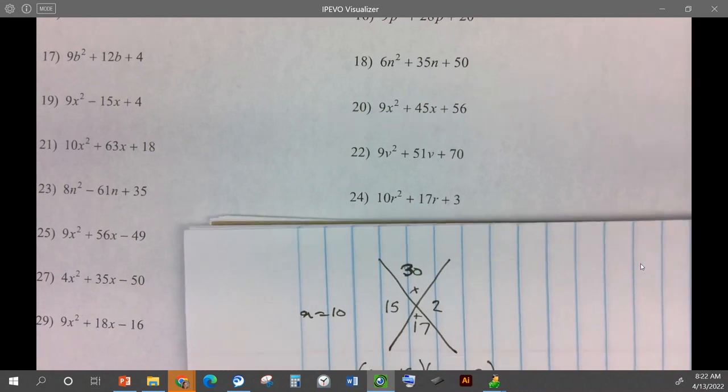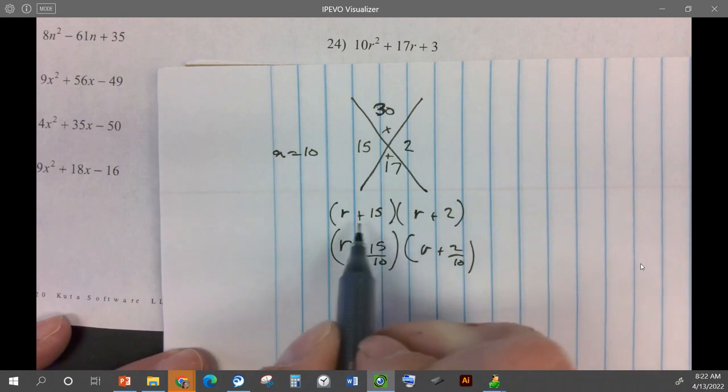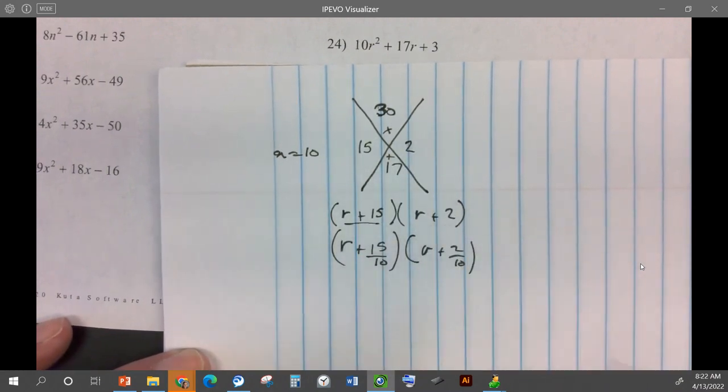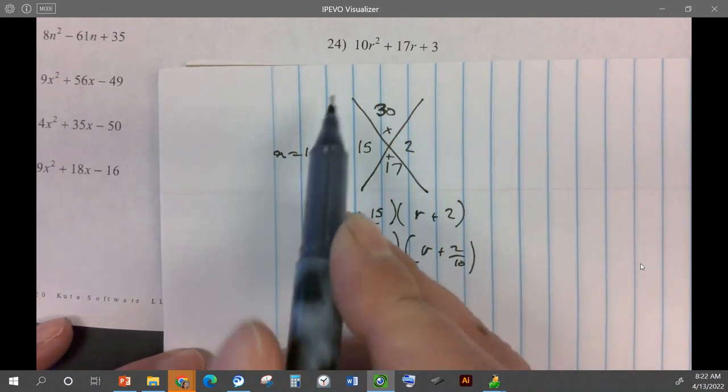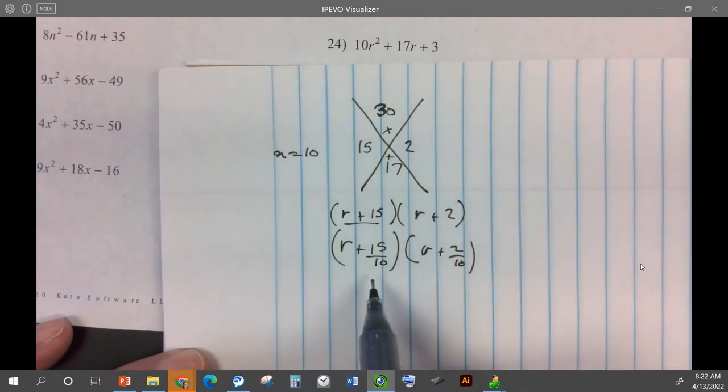Oh, yes. Sorry. So I wrote my factors, R plus 15, R plus 2. And then I need to divide the number by A. So here, A is 10. So I'm going to do 15 divided by 10, and then 2 divided by 10. But we're not done. We need to simplify.